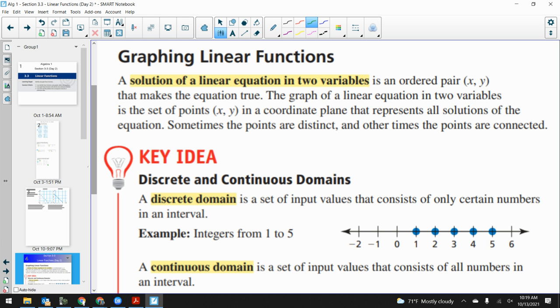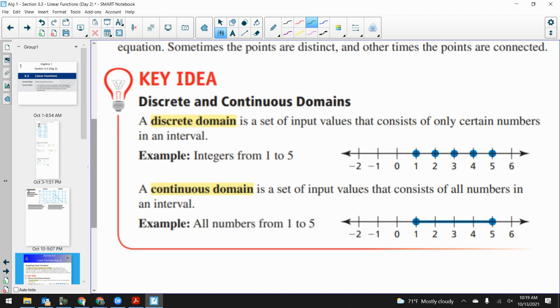If a domain is continuous and I connect my line, then it's all the points in between there, right? All of those pieces in there could be a solution. Which brings me to the key idea here.